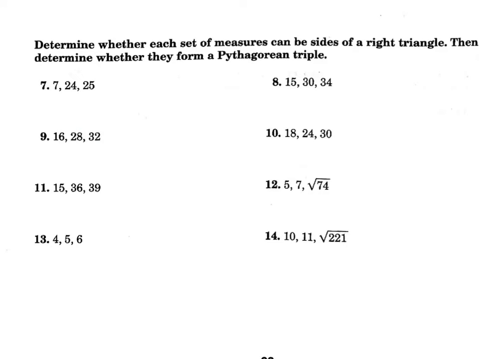So in this bottom section, remember, you're just going to check if these sides could make a right triangle, and then whether or not they form a Pythagorean triple. Now, for most of them, the answer is the same. If it can make a right triangle, then it's a Pythagorean triple. That's going to be a little bit different on 12 and 14. I'll explain that when we get to those. So let's do a couple examples of the first ones first, right? So again, we're using that Pythagorean theorem equals c squared.